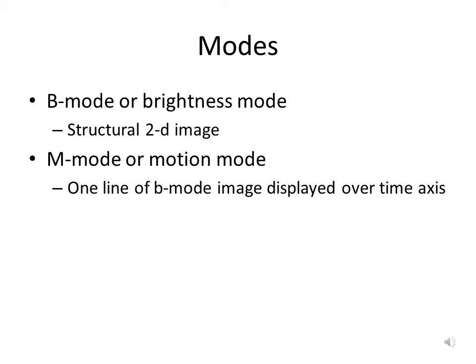Just a few vocabulary terms. So the modes, so B mode or brightness mode is the structural 2D image, which is what we've been talking about here, and that's what we want to use for our procedures. M mode or motion mode shows one line of B mode displayed over a time axis, so this is not what we want to use.